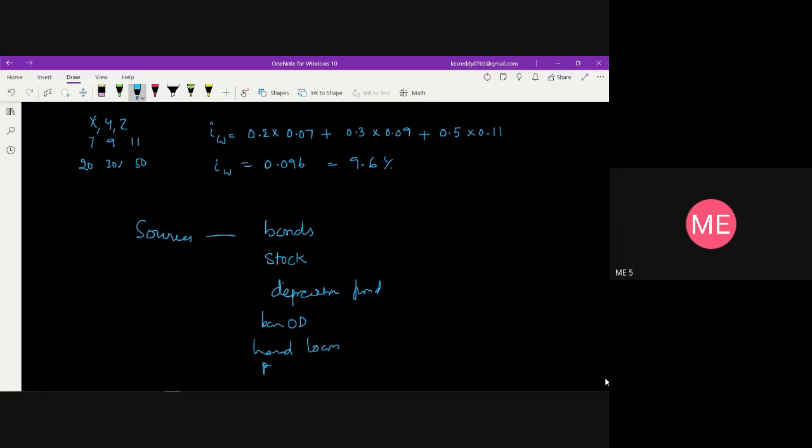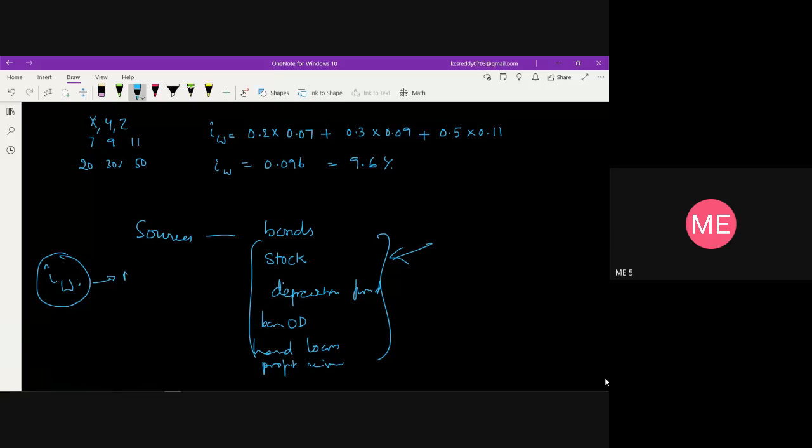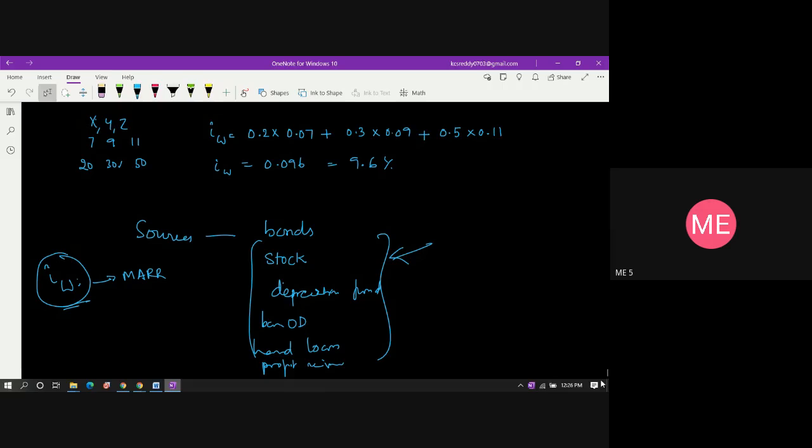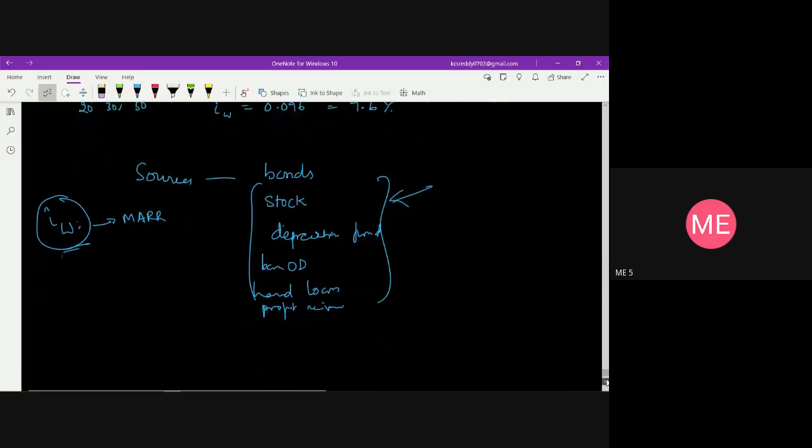And if you have reinvested profit, these are all the sources which you can have. So it is very difficult from all this to calculate the weighted cost of capital. Generally this weighted cost of capital, the IW, is used to determine the MARR, that is, the minimum acceptable rate of return of the business alternatives which you have.